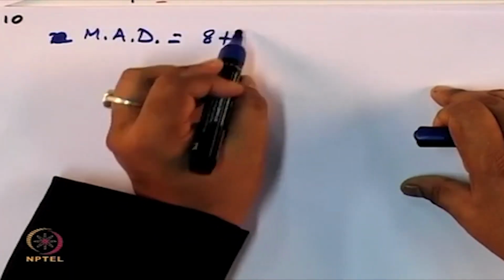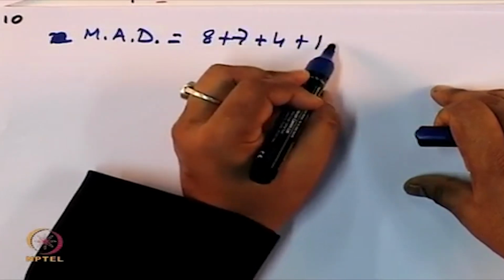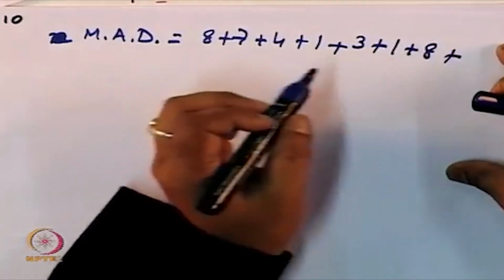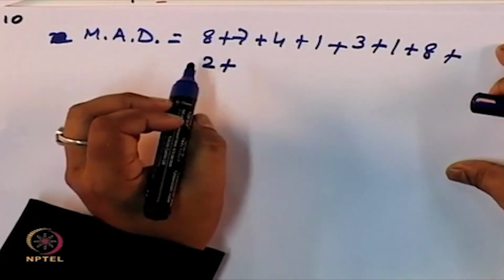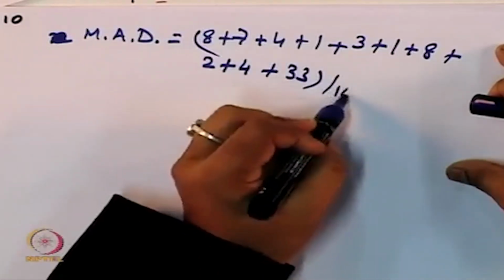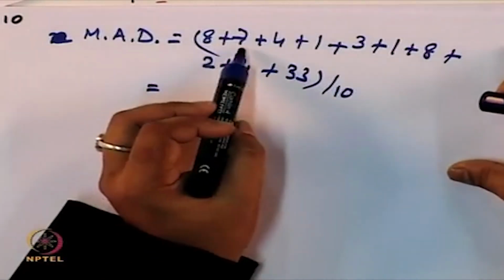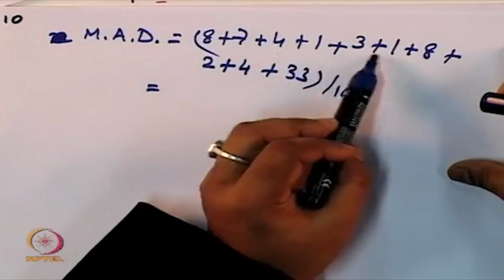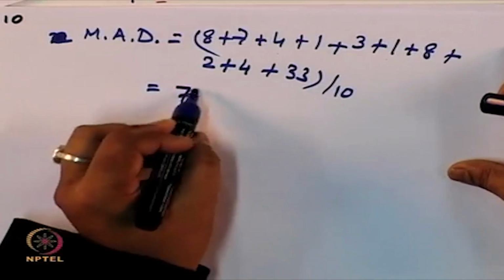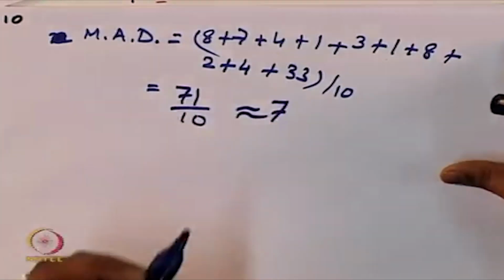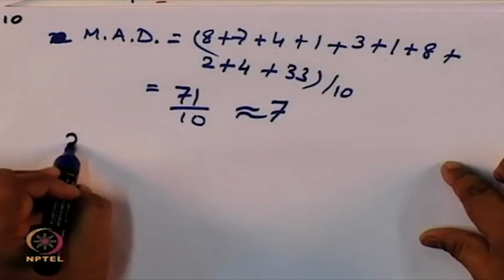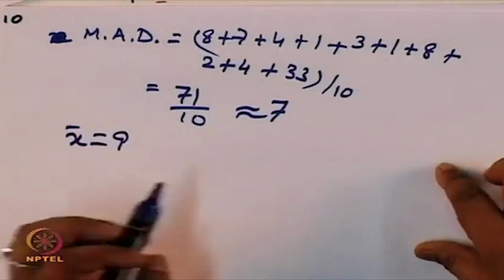equal to 8 plus 7 plus 4 plus 1 plus 3 plus 1 plus 8 plus 2 plus 4 plus 33 whole divided by 10. Okay. So, it roughly comes to 8 plus 7 15, 20, 24, 32 and 6 38, 71 by 10 is roughly 7. Okay. So, as you can clearly see in your values, x bar is 9 and this mean absolute deviation is 7.